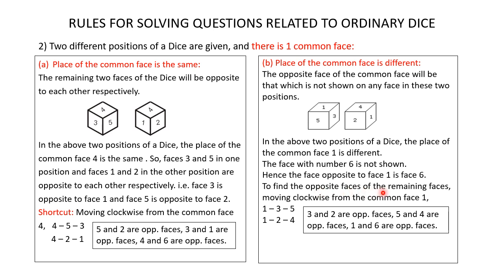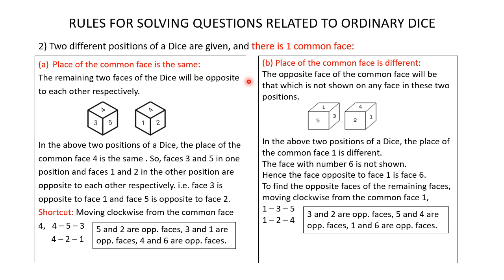Now to find the opposite faces of the remaining faces, you have to fix the common face and then move clockwise from the common face. So in this position, after fixing the common face 1 and moving in the clockwise direction, we get 1, 3, 5. In this position, after fixing the common face 1 and moving in the clockwise direction, we get 1, 2, 4. So now 5 and 4 are opposite faces, 3 and 2 are opposite faces, and 1 is opposite to the remaining face, which is 6.